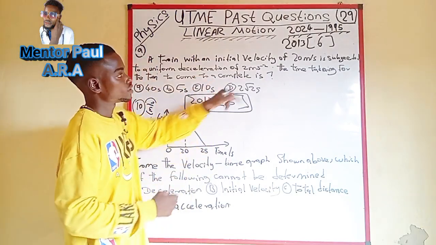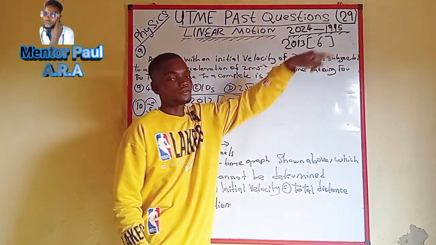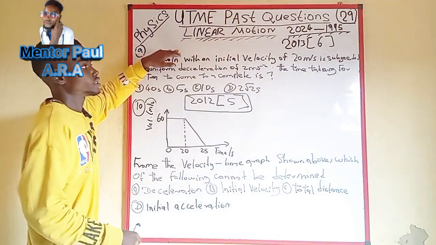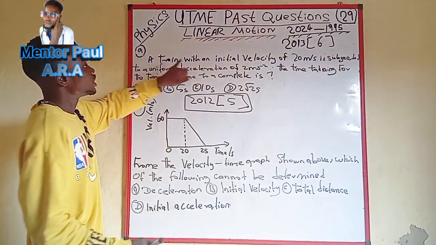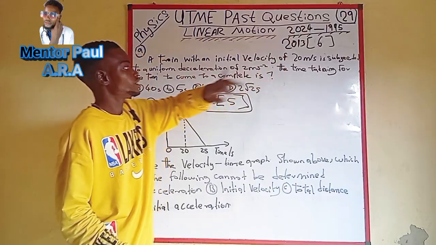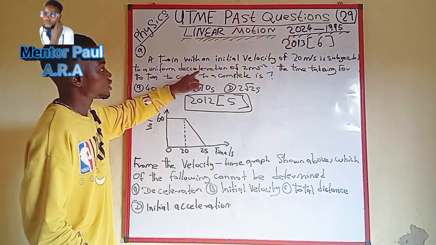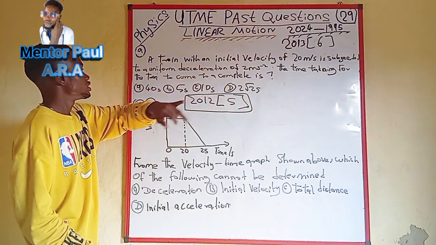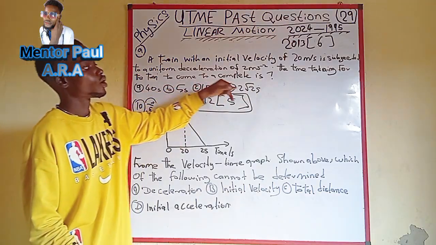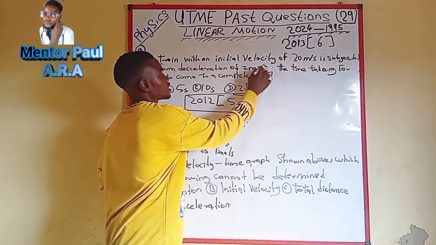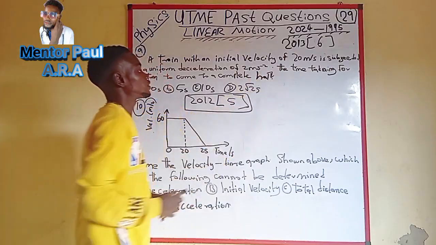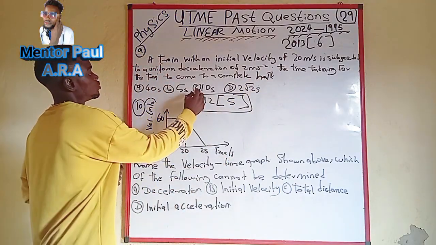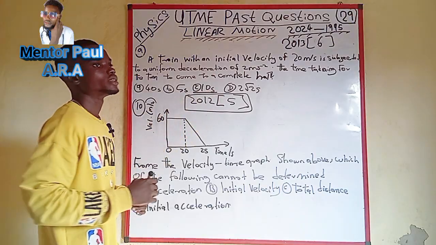In the next, we have two questions. This is 2003, the sixth part of the question. I have done this question before, it's a repeated question. It says, a train with an initial velocity of 20 meters per second is subjected to a uniform deceleration of 2 meters per second squared. What is the time taken for the train to come to a complete halt? We have done this expression, and we got the answer to be 10.